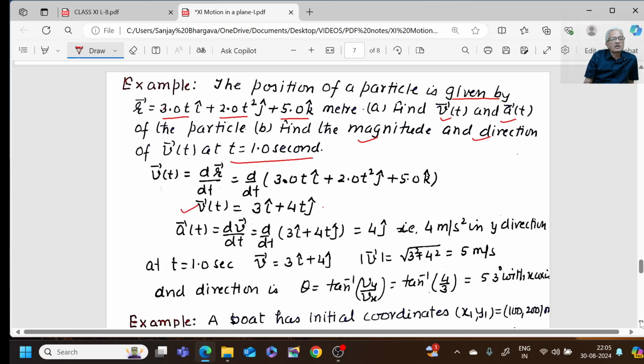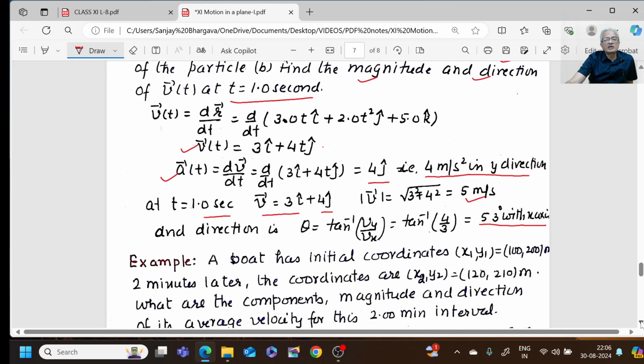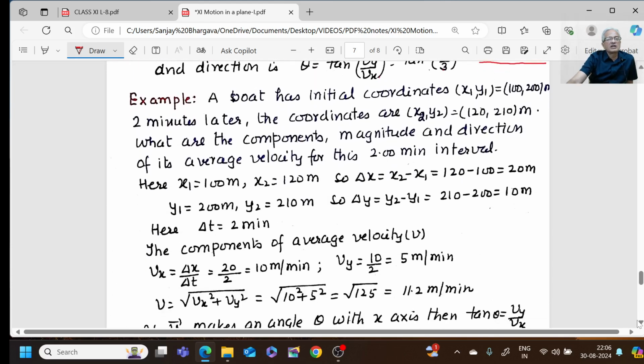Once again differentiate velocity to obtain acceleration. So acceleration would be dv by dt. So d by dt of 3 i cap plus 4 t j cap. So I get 4 j cap. That is 4 meter per second square in y direction. At the time t is equal to 1 second, the velocity would be given by 3 i cap plus 4 j cap. So velocity would be under root of 3 square plus 4 square, that is 5 meter per second. And the direction would be given by tan inverse Vy by Vx. That is tan inverse 4 by 3, that is an angle of 53 degree with x-axis. So if I know the position, I can calculate velocity and acceleration by the method of differentiation.